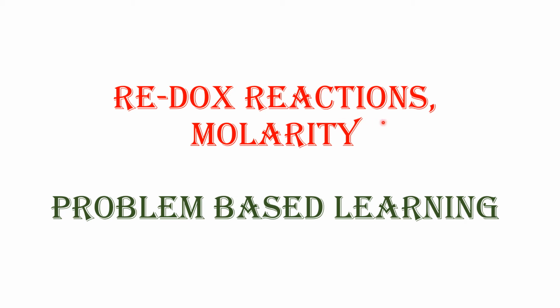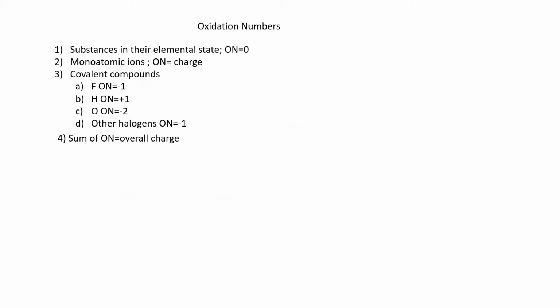Hello class, let's learn about redox reactions and molarity. Oxidation numbers are a useful way to keep track of electrons in a redox reaction. These are the set of rules that we follow to assign oxidation numbers.